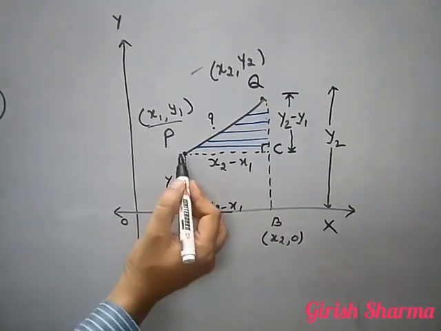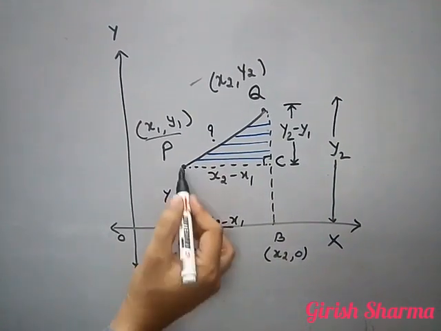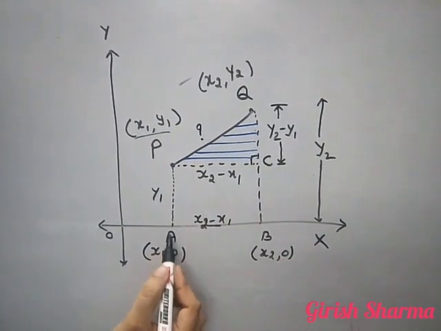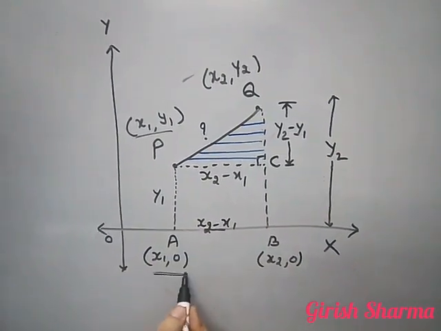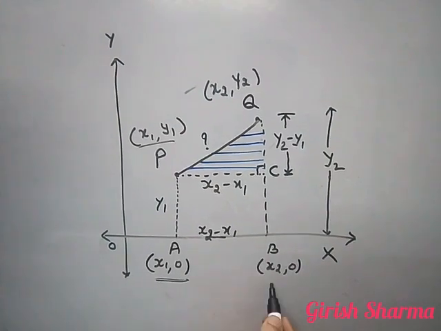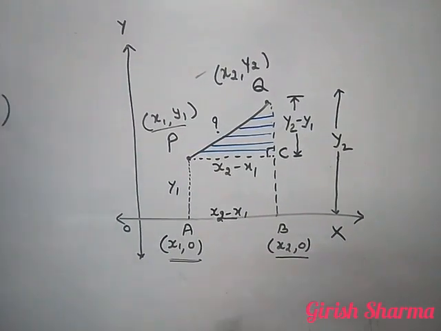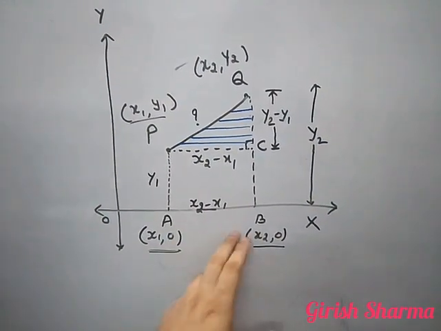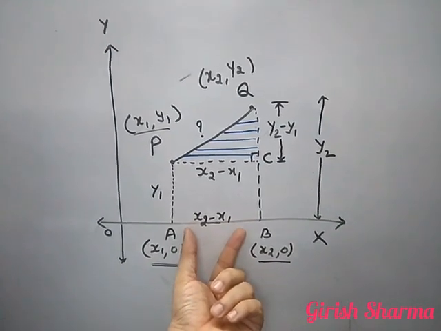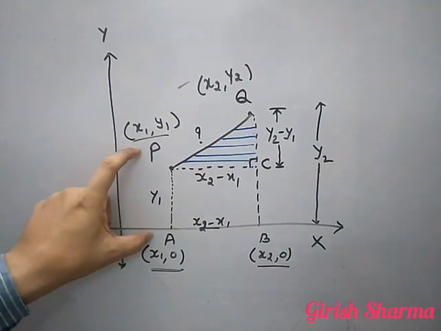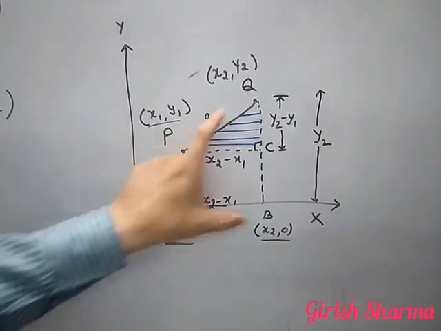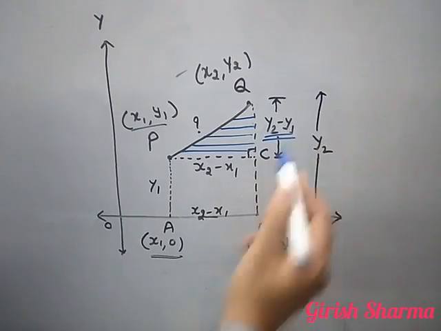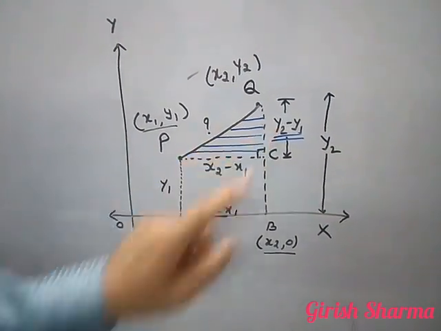What I am going to do is draw perpendiculars down. This is point A, and drawing a perpendicular down gives point B, and I know these points lie on the x-axis. It means the coordinates are x1 comma 0 and x2 comma 0. Now what will be the distance between A and B? This is exactly x2 minus x1. Now what is PA? This is y1, that we know. What is QB? This is y2. And what will be the distance QC? This is y2 minus y1.